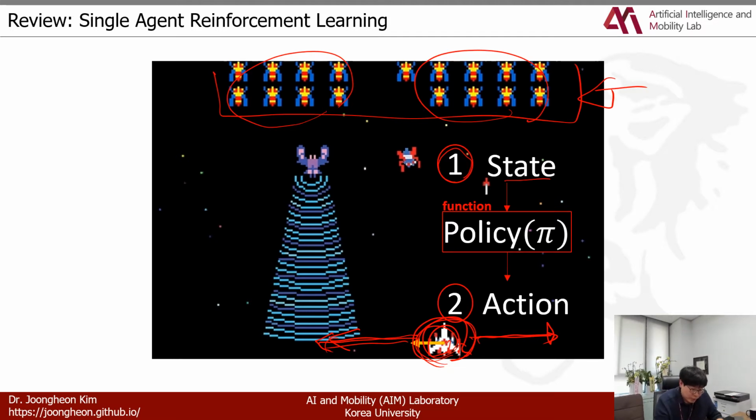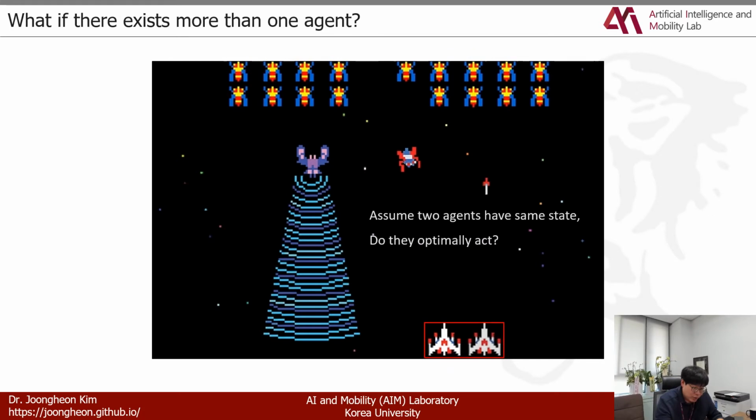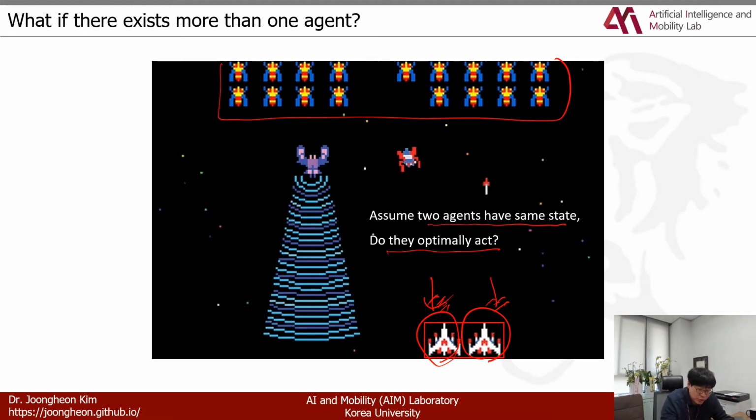But now we have to assume that two agents have the same state. Then we have to define whether they act optimally. It means that they are agents with the same reward function and the same action set. Then when the given state is the same, their actions might be the same because they have the same reward function, same state, everything is the same. That's why their actions should be the same as well.